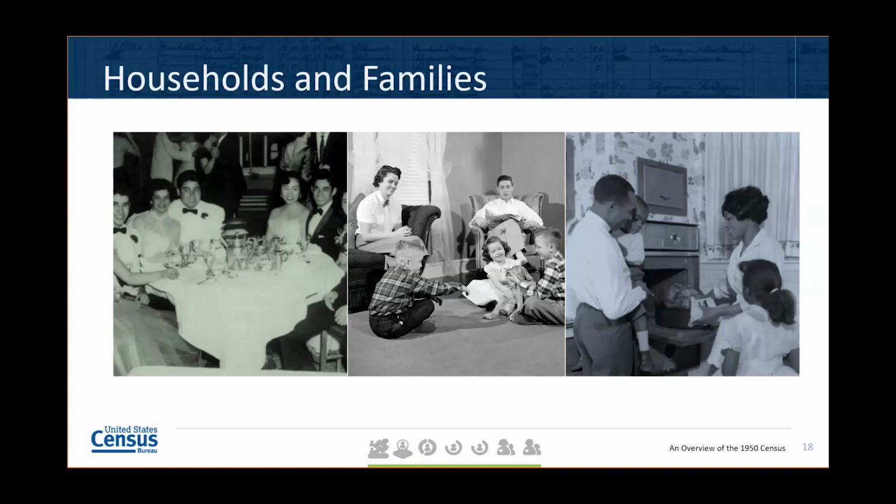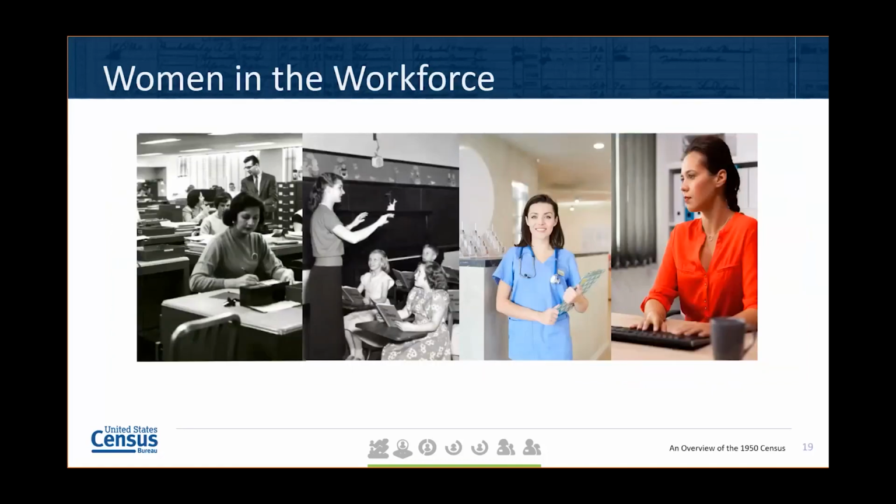So that translated into a lot more family households containing married couples. In 1950, 87% of family households were married couples, while 9% had a female householder, and the remaining 4% had a male householder. Today, 73% of families have a married householder, while 19% have a female householder and 8% have a male householder. These families more often had children under 18 present in 1950, 52% then compared to 41% in 2019. Next slide.